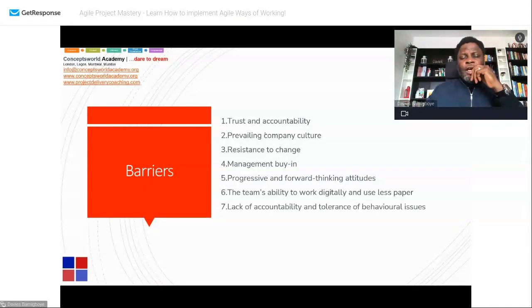Okay. Number five, progressive and forward-thinking attitudes, very key to have somebody who is at the helm of affairs. This ties back to culture anyway, to have progressive and forward-thinking people that say, hey, look, it's a new way of doing things. It's a great way of doing things. It's going to give us results. Now, number six, key, the team's ability to work digitally and use less paper. This is why learning the tools that are out there is very important. So you want to be able to work digitally and use less paper.